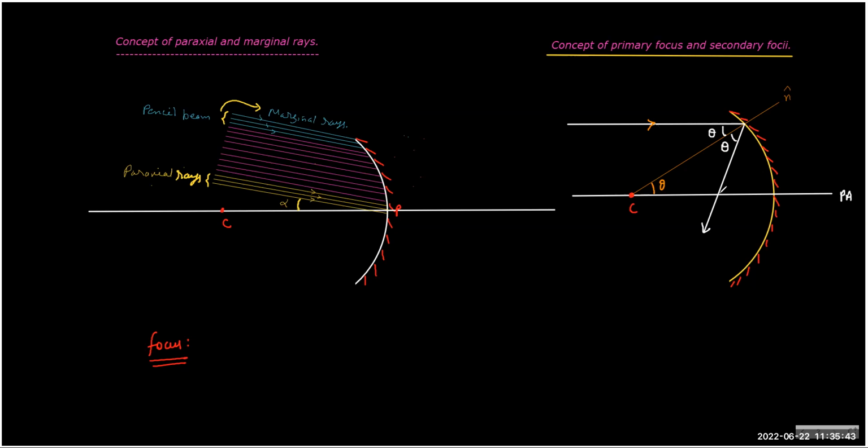Now, by definition, wherever the parallel beam after reflection intersects the principal axis, this is called the primary focus. Why am I saying primary focus? Because the beam is not just parallel, it is parallel to the principal axis. When the beam itself is parallel to the principal axis, the focus is called primary. The moment you take a tilted beam, at some angle, that will lead to the concept of secondary focus.